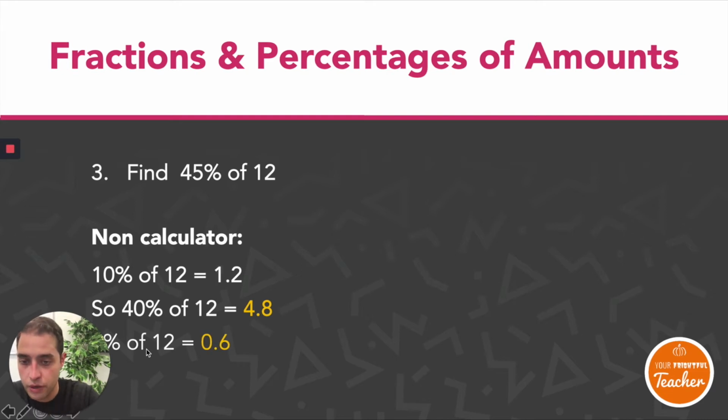So 5% of 12 is 0.6. I simply just halved this because I know 5% is half of 10%. So half of this number is 0.6. And then I want to know what 45% is, so I just add these together.